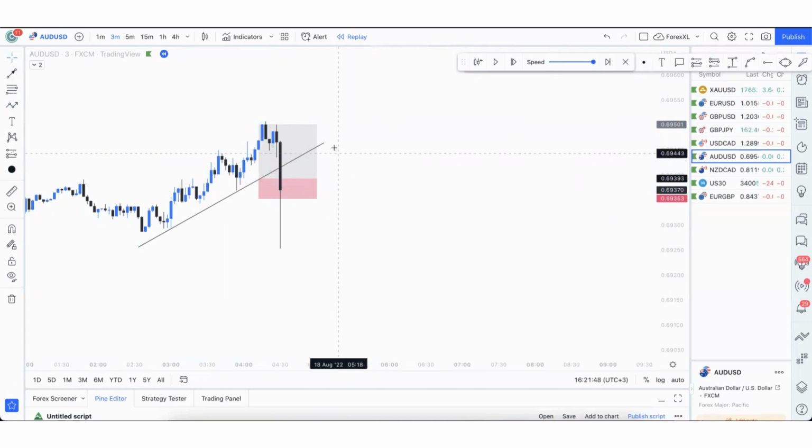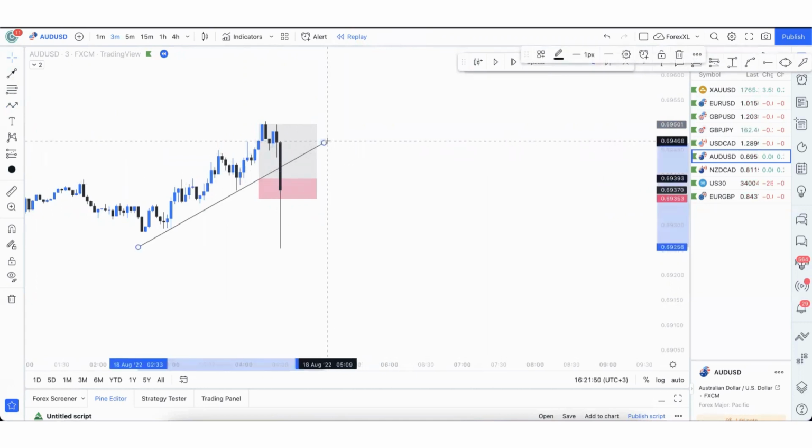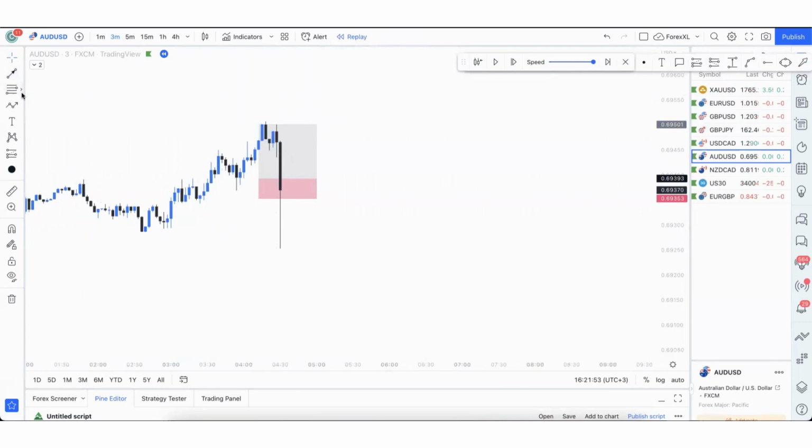But on the liquidity side, the financial institutions and the banks are seeing a lot of buyers or stop losses here below. So as you can see, the price drops all the way here and catches all the buyers or the stop losses below this trend line.